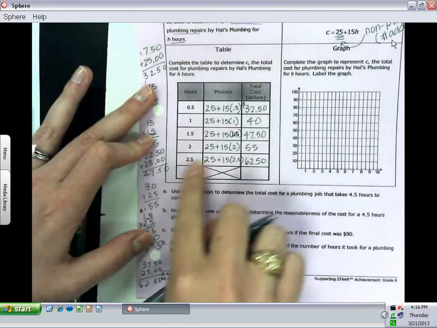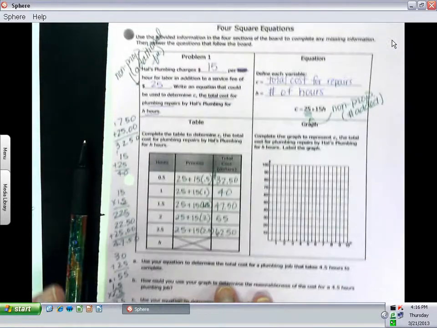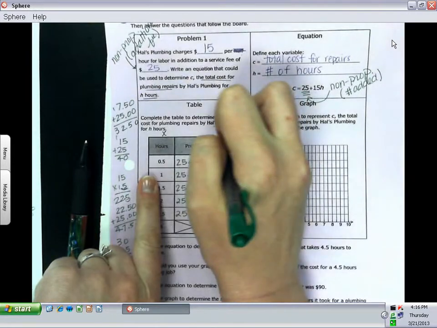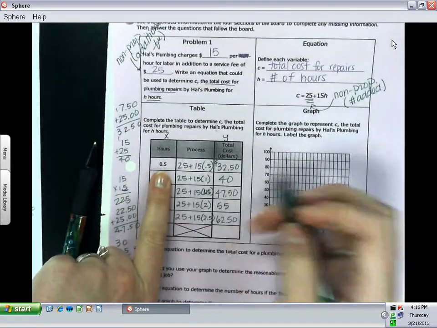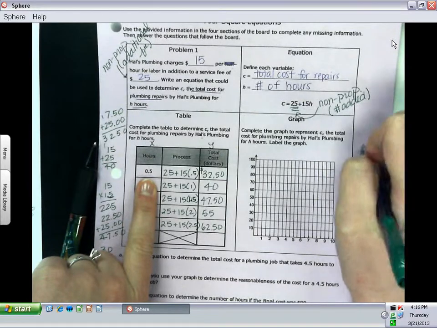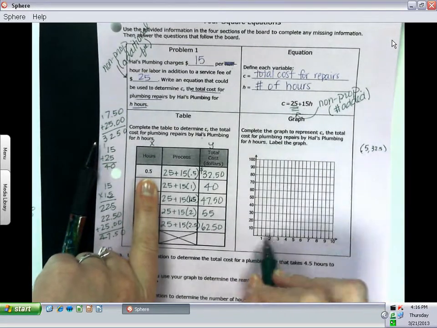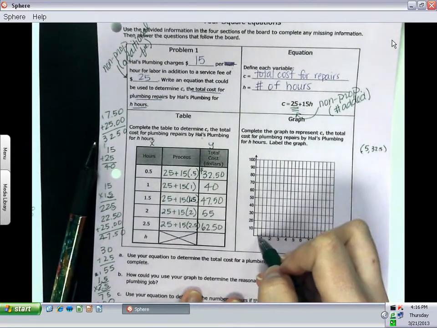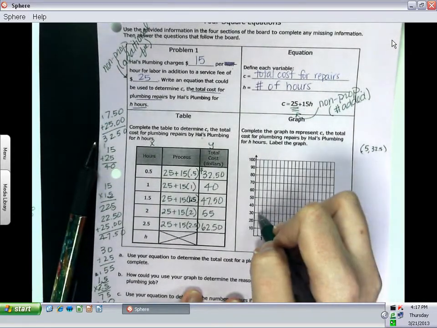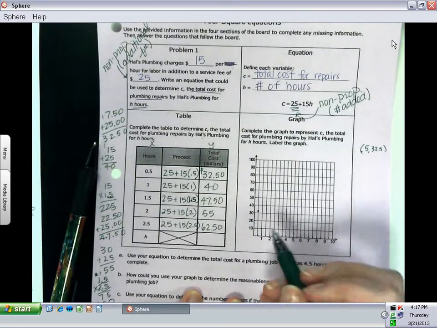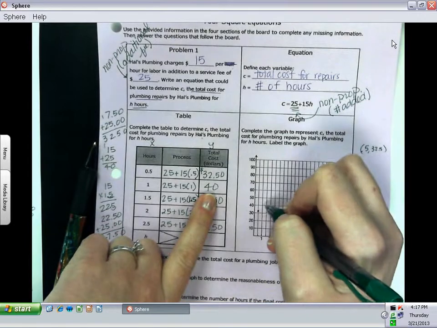Now that I have the table complete, I go over to the graph and I need to plot my points. Remember, this is your X and this is your Y. So your first point is 0.5 and 32.5. Okay, so you're going to go, and this is counting by ones, but there's a half in between. So you're going to go over to 0.5 and up, and you're going to just kind of estimate to 32.5. Your next point is 1 and 40, so that one should be pretty easy.